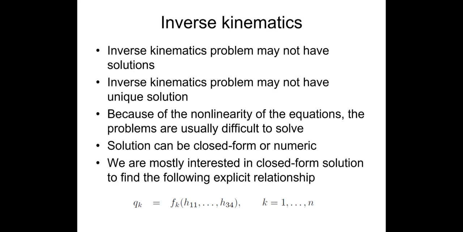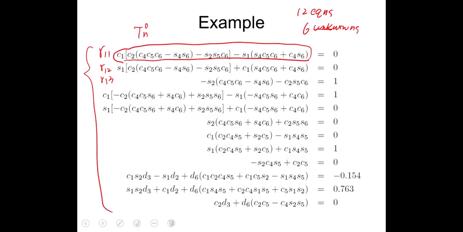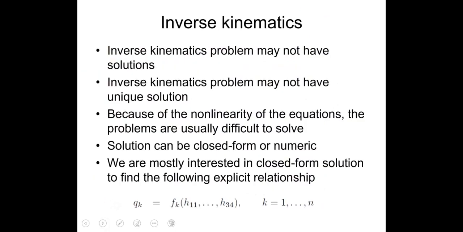The reason is that the inverse kinematics may not have solutions. Obviously these equations are highly nonlinear, and it's highly likely that it may not have solutions. And these problems may not have unique solutions. So although we can solve it, it may have a couple of solutions. And because of the high nonlinearity of the equations, the problems are usually difficult to solve, which is obvious, as we cannot really do hand calculation to solve those.